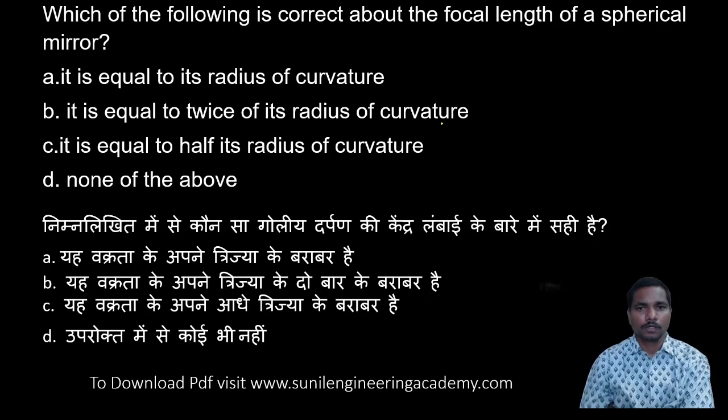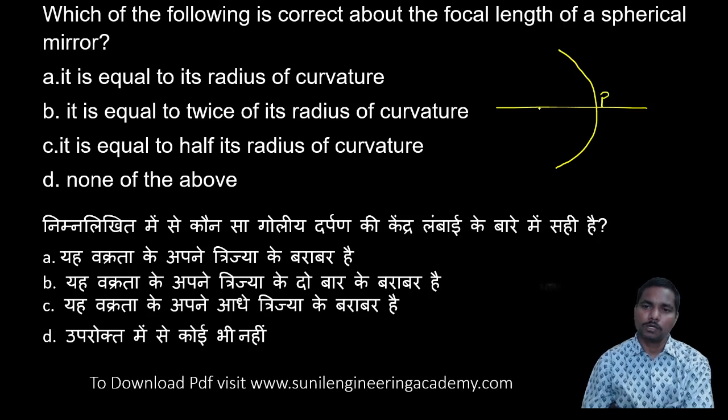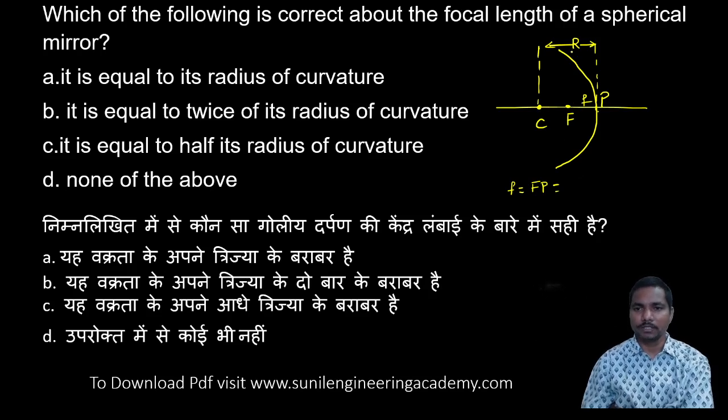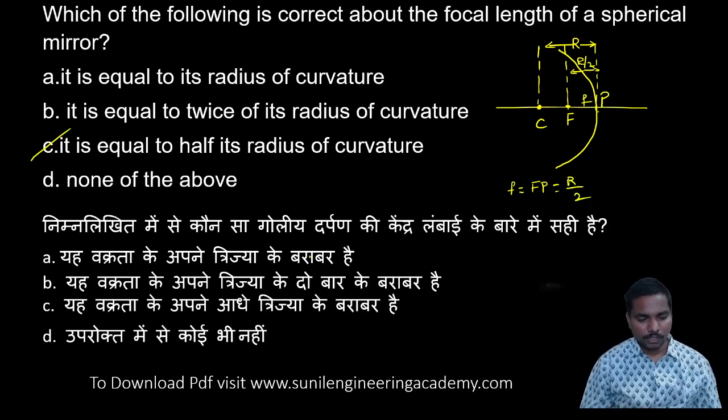Focus. Focal length of the spherical mirror. So we know very well what the focal length of the spherical mirror is. So it is the pole, center, and the focus. From center to pole, we have the radius, correct? Focus to pole is the focal length. Focal length is nothing but focus to pole. So center to pole is the radius, which means from focus to pole is nothing but half of the radius. So radius of curvature by 2. It is equal to half of its radius of curvature.